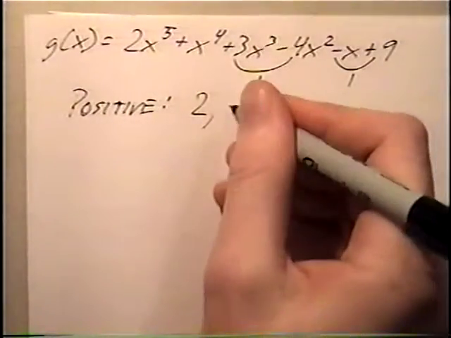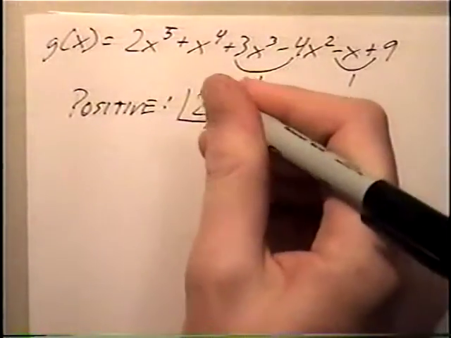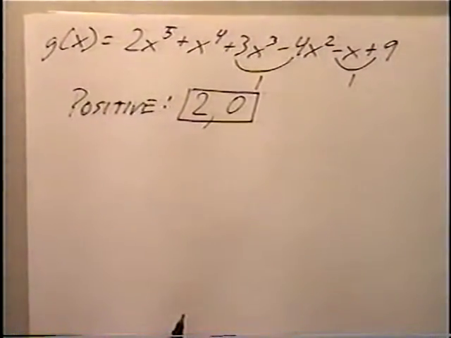But again, take away 2 from each answer. It could also be 0. So there could be 2 positive zeros, or there could be no positive zeros.